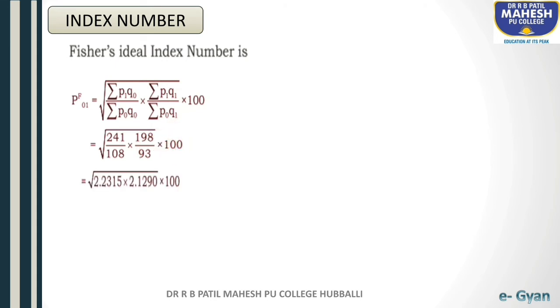So after solving this, 241 divided by 108 is 2.2315. 198 divided by 93 is 2.1290. So after dividing, multiply these two values. After multiplying, take the root, then into 100. So the final answer of Fisher's index number is 217.96.